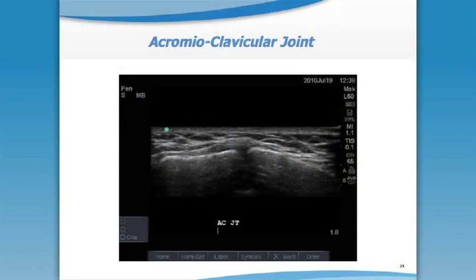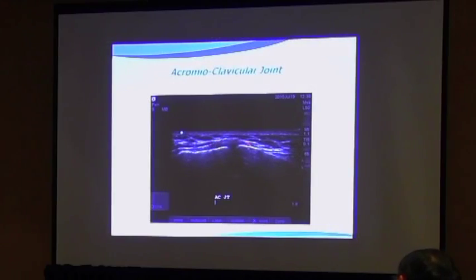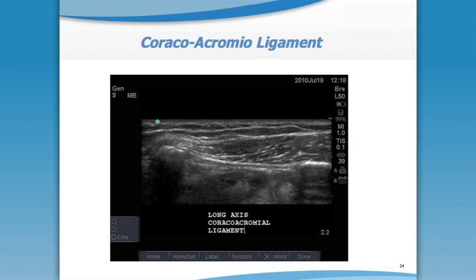AC joint, you can look at very quickly with ultrasound. You're basically going to assess it for capsular bulge, ganglion cyst, and irregular bony contour that you'll see with osteoarthritis. Coracoclavicular ligament you can identify quite nicely.